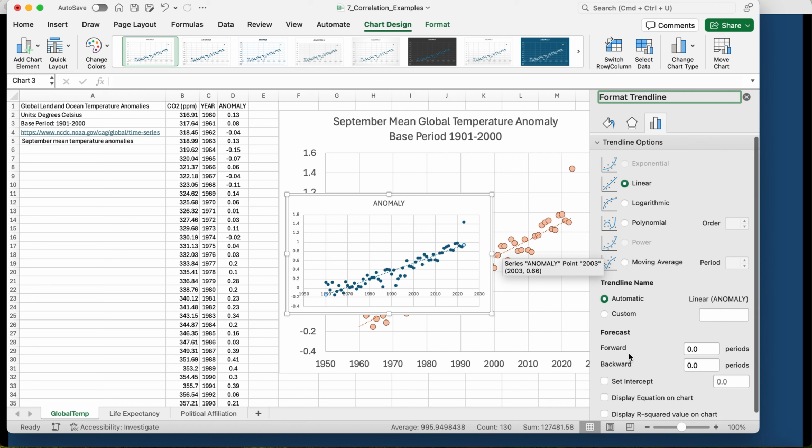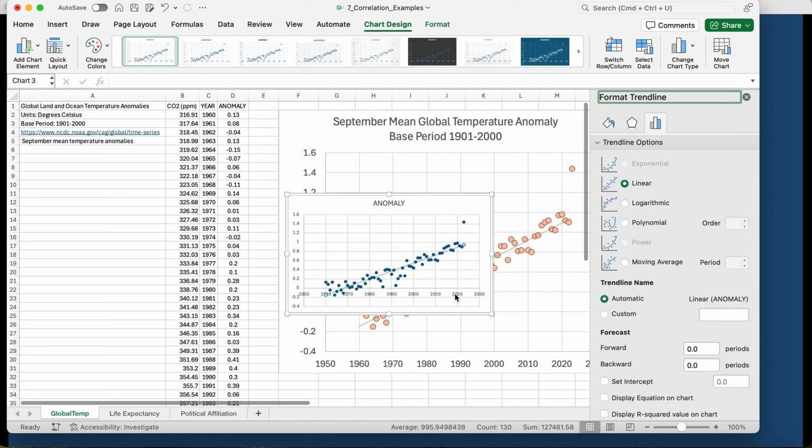You can also forecast the line forwards and backwards. That would be a kind of extrapolation of this line forwards or backwards. By default, Excel will plot the line from where the first point is located to the last point. If you want it to go further than that, you have to forecast it. If you want it to go back in time further, you'd have to go backward.